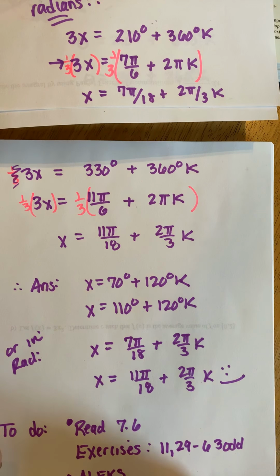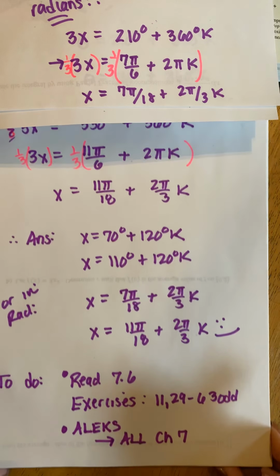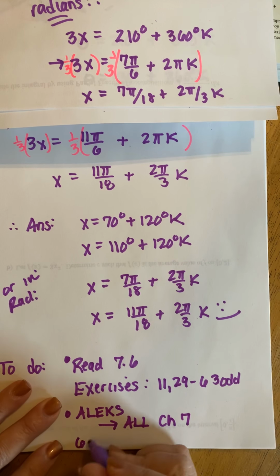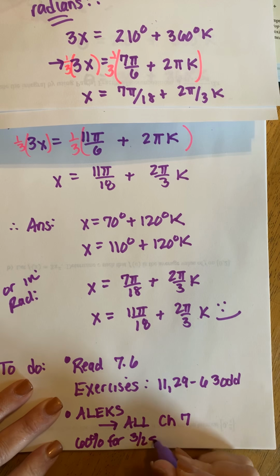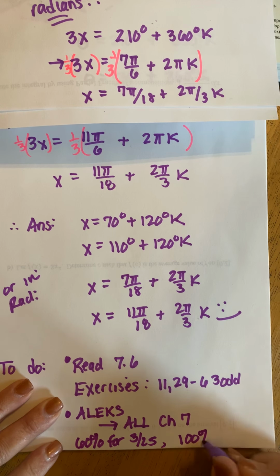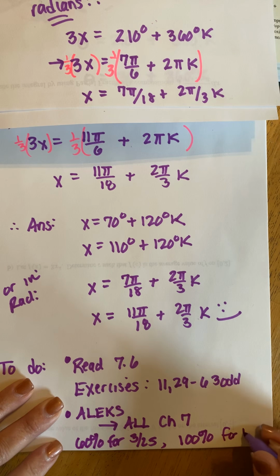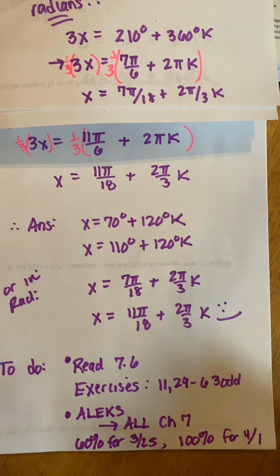In Alex, you should now do all of chapter 7. 60% for tonight. And you want to get it all done for next Wednesday. All right.